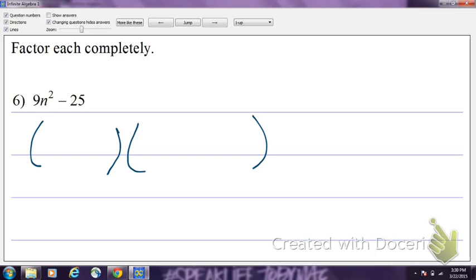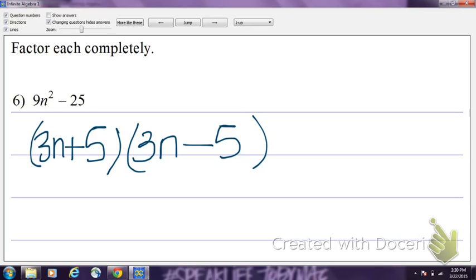So we can go right to our 2 parentheses and put a 3n in each, because we know that will get us our 9n squared, and a 5 to get us our 25, and our opposite signs. And that's really all you have to do, is make sure that it is a difference of squares. So there's subtraction, and one's got a square root and the other's got a square root. Just take the square root of each and put them in the parentheses, one with a plus, one with a minus.